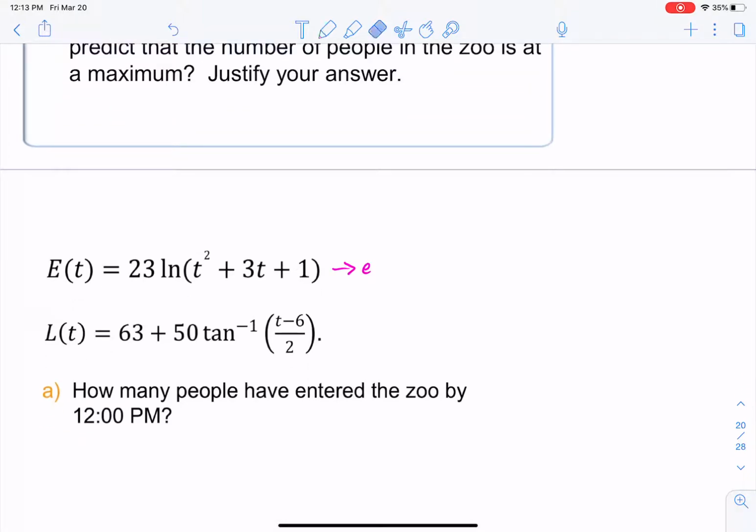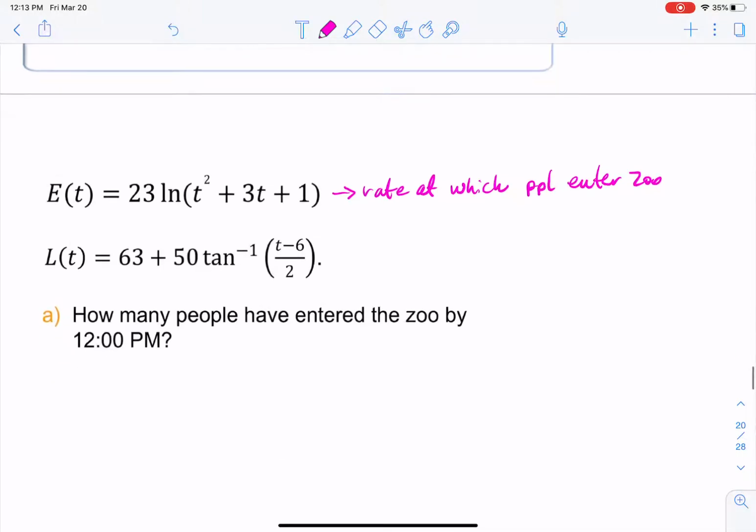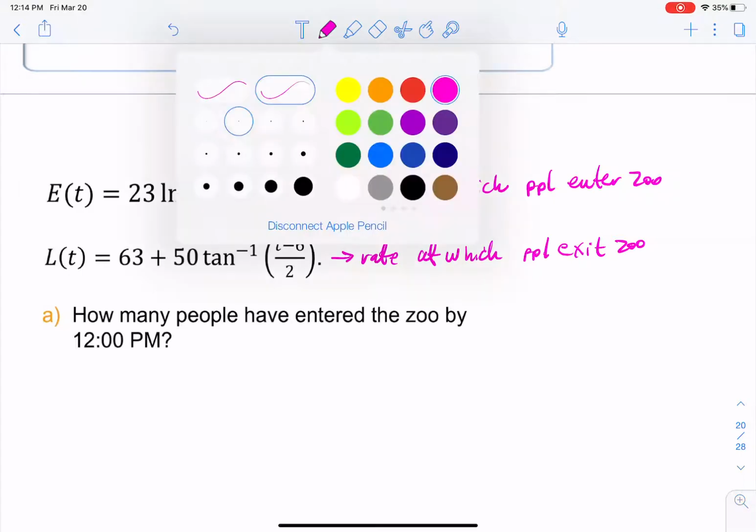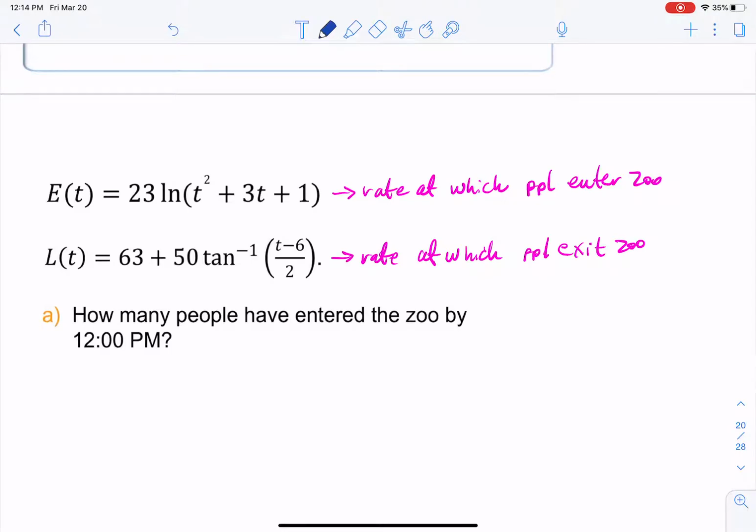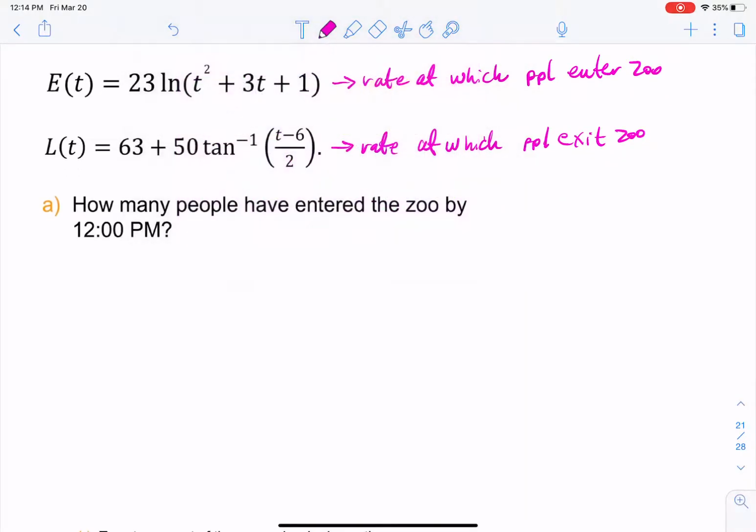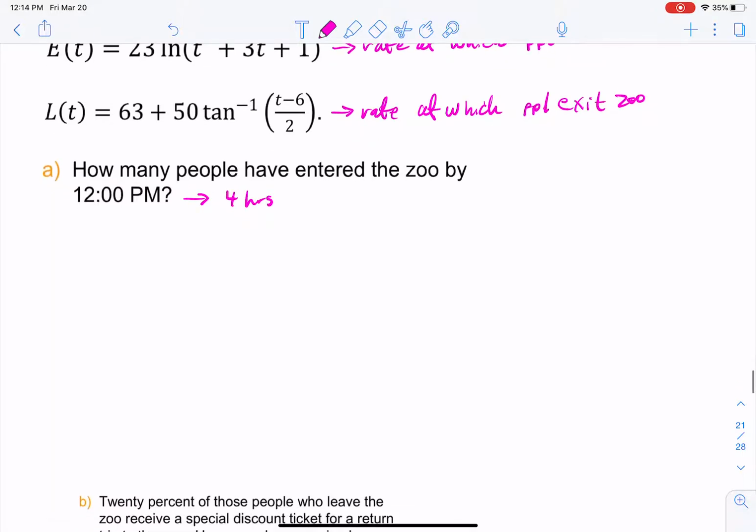E of t is the rate at which people enter the zoo. And then L of t is the rate at which people exit or leave the zoo. Okay, there we go. And so here we're just going to deal with this E of t function, and that's it. And by 12 p.m., starting at 8 a.m., this should be 4 hours. Okay, so our problem is going to be set up thusly.